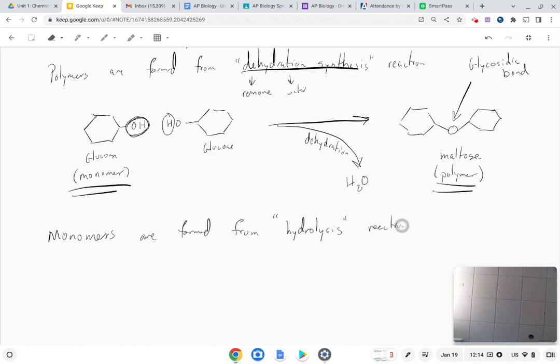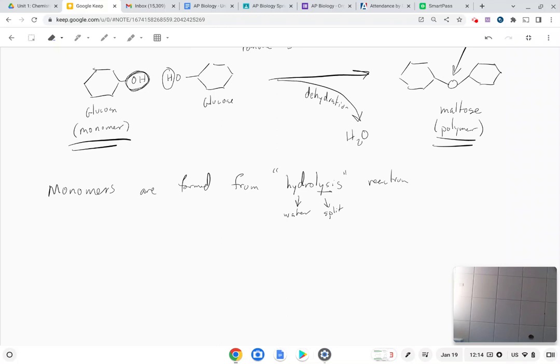reaction. Now, if you look at the etymology of hydrolysis: hydro, water; lys, split. So you can kind of derive the meaning from the etymology of the word. Now, a hydrolysis reaction would look like this. It's where you're starting with maltose, and we're going to break it apart.